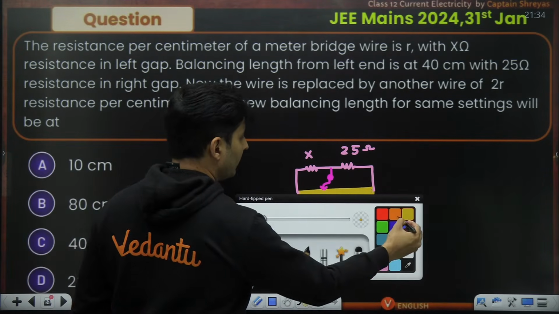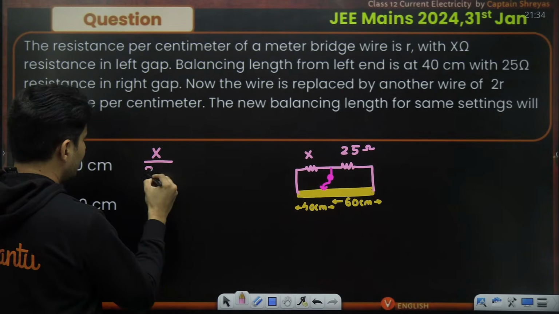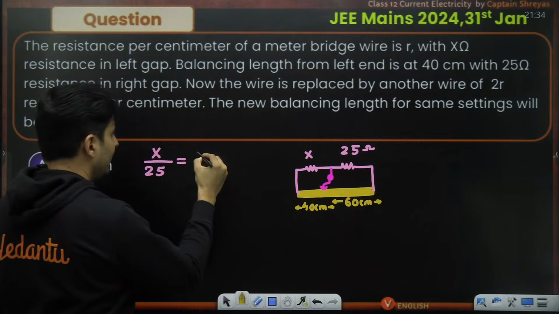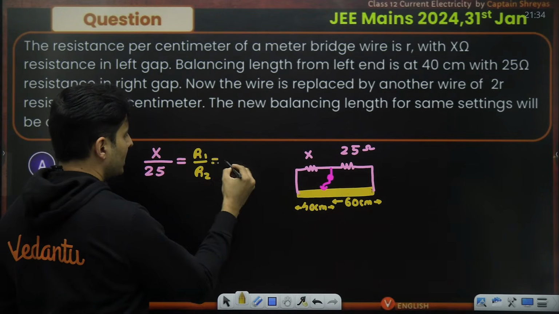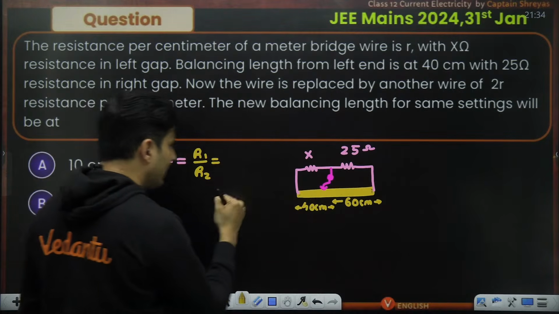Because I'll tell you what. See, when you use Wheatstone's formula, which is X by 25, here we said it is the resistance of left part upon the resistance of right part. Yes, it will depend on the length, whatever is the length.